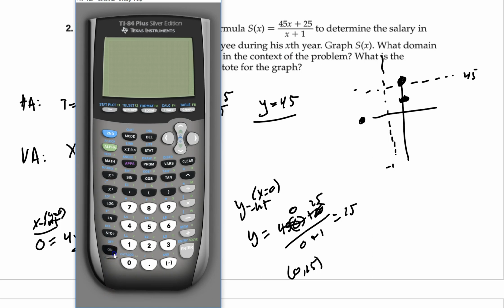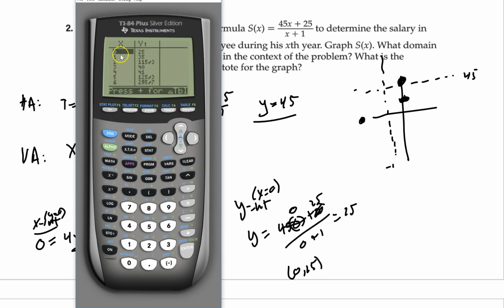So turn it on. Y equals, I'm going to do alpha y equals that one, 45x plus 25 over x plus 1. Right? Hopefully it's like, oh, it's easy now. Graph it. And you get this, you're like, I don't see anything. Well, it's because that's how calculus works sometimes. It's going to be a little funky. Right, so if we're not sure, you can always hit our table.